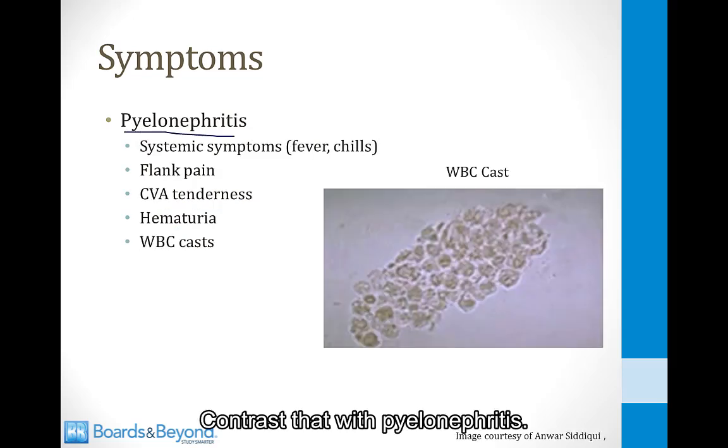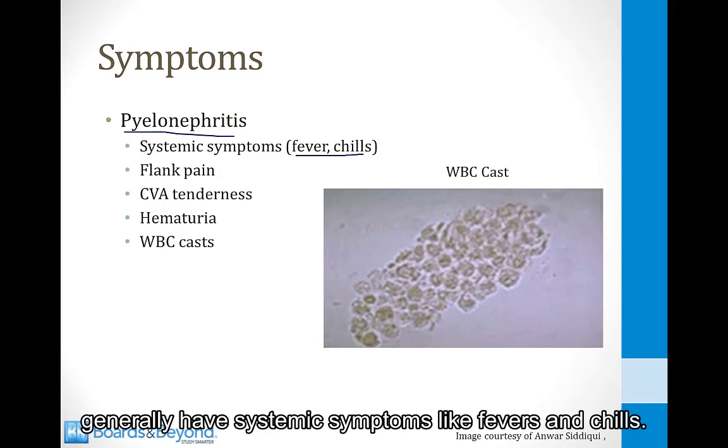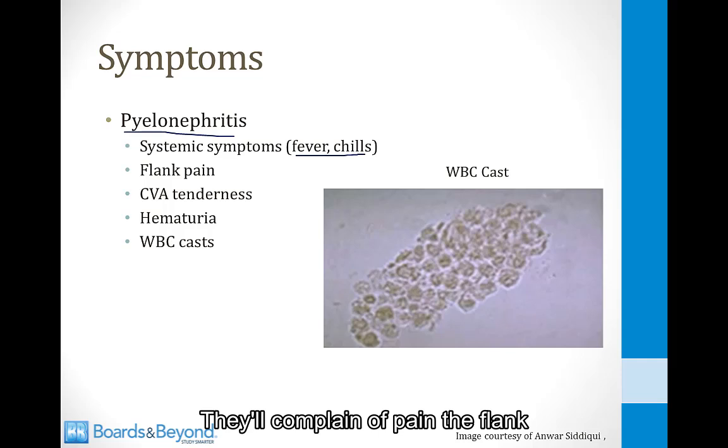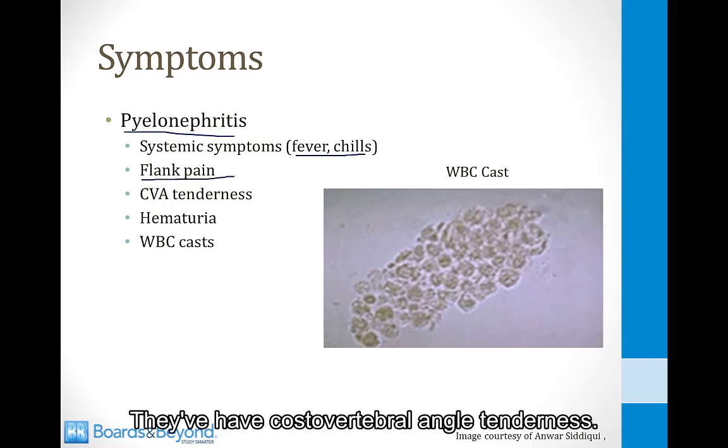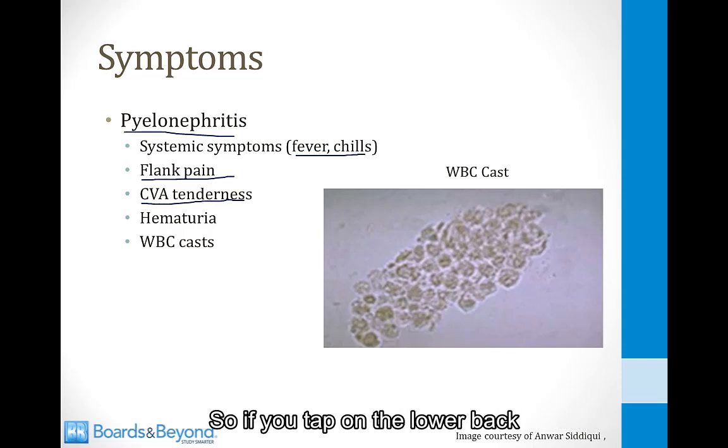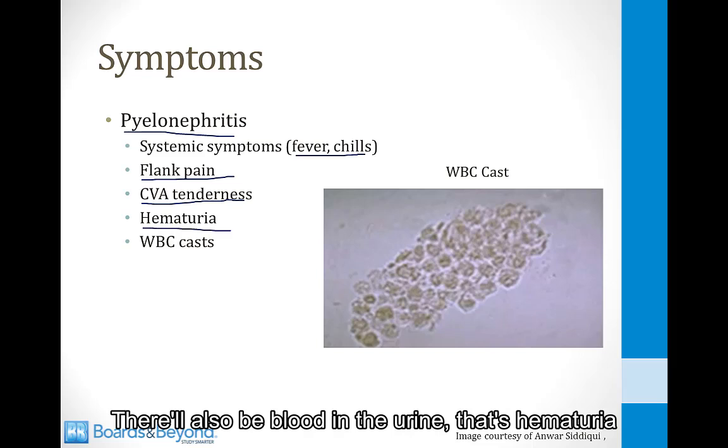Contrast that with pyelonephritis. Patients who have a kidney infection generally have systemic symptoms like fevers and chills. They'll complain of pain in the flank, which is on the side between the rib cage and the hip. They'll have costovertebral angle tenderness. So if you tap on the lower back of a patient with pyelonephritis, it will hurt a lot. That's what's called CVA tenderness. There'll also be blood in the urine, that's hematuria.